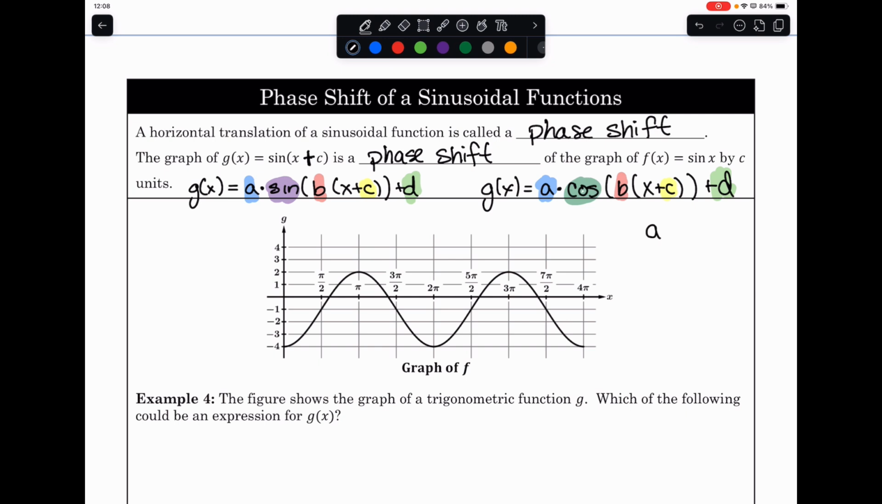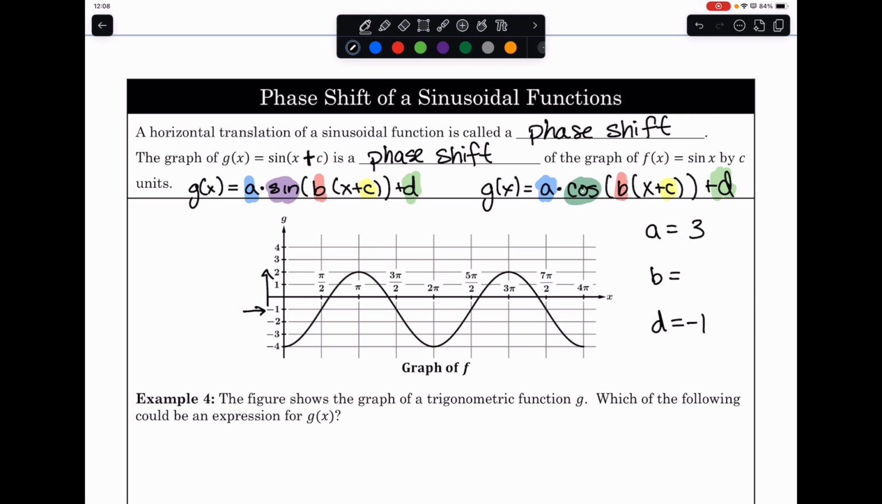So to figure out the values of a, b, and d, let's start with d, because d is the midline. We're going to get the lowest point, -4, add it with the highest point, +2, and divide that by 2, and that's going to tell me the middle. So our middle is -1. So our midline is right there. Since our midline is there, from there to the highest point, that's a total of 3 units. So our amplitude is 3, since our y-axis is increasing in increments of 1.